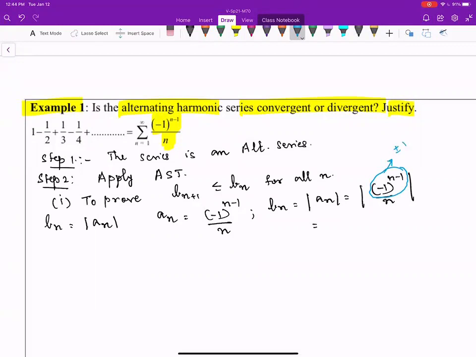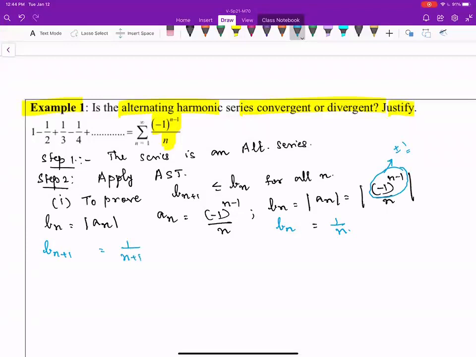If n was odd, then negative 1 to the power odd minus 1 would be even, so it will be a positive 1. If n was even, then negative 1 to the power n minus 1 would be negative 1. So it will be only plus or minus 1. But anyway, when you take the absolute value of it, it's going to be 1 only. So it's 1 over n. So b sub n equals 1 over n, and b sub n plus 1 equals 1 over n plus 1.